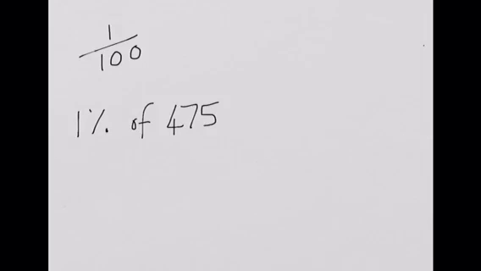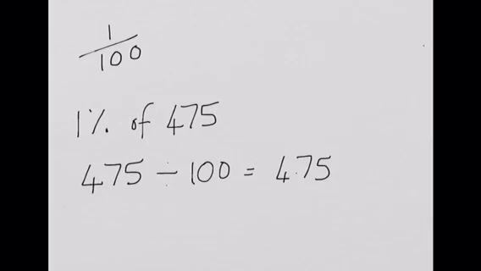So if you have, what is 1% of 475, basically you want to go 475 divided by 100, and that will equal 4.75. Right?